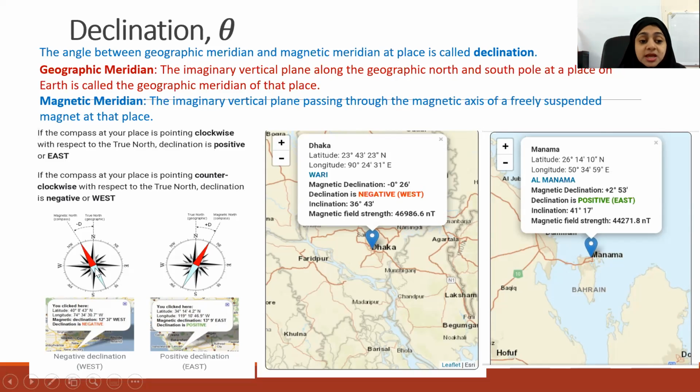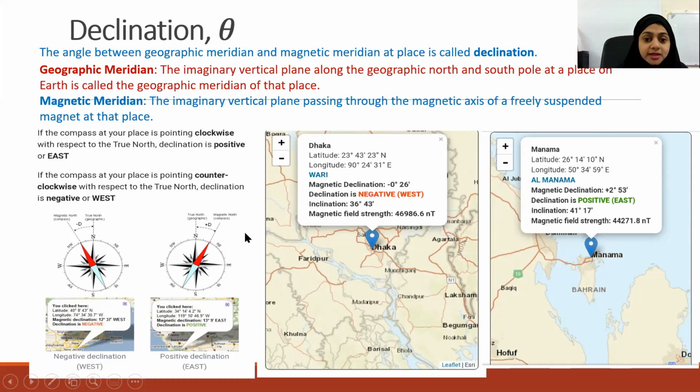Sometimes at some places, the magnetic meridian will be directed towards west. In such cases, we call it negative. As you can see in this figure, this is New Jersey. At New Jersey, the magnetic declination is 12 degrees 37 minutes west. So it is towards west, in the anti-clockwise or counter-clockwise direction, and the declination is then called negative. Is this clear to you?